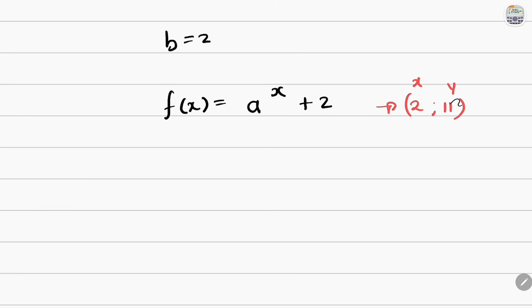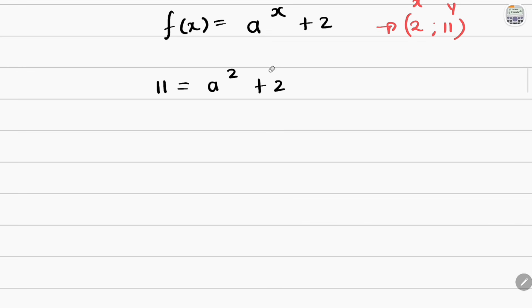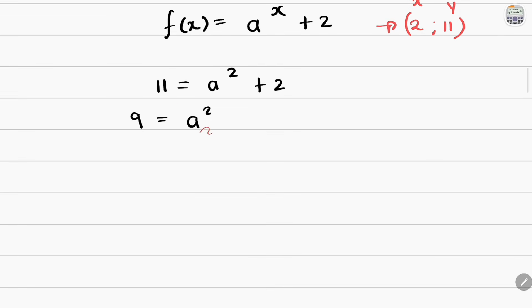Okay, so f of x, that is our y value, we'll say 11, is equal to a to the power of x, which is 2, and then plus 2. To solve for a, you can transpose the 2. So 11 minus 2 is 9, and then is equal to a squared. And then square root both hand sides.